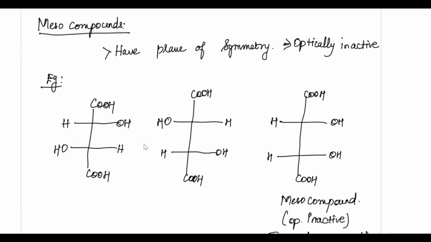Then here we have a category, meso compounds, which have a plane of symmetry that makes them optically inactive. For example, see this. This compound is optically active. Like you can see, the upper part is the very same as the lower one. The upper part is optically active. The lower part is also optically active. But together, they cancel out each other, which makes it optically inactive. That is what a meso compound is. So the optical activity cancels due to internal compensation.